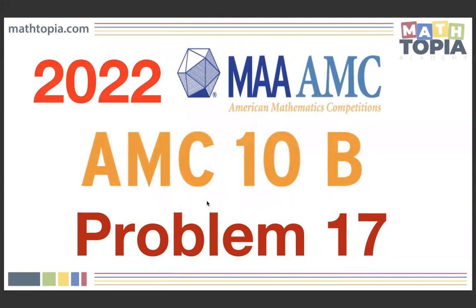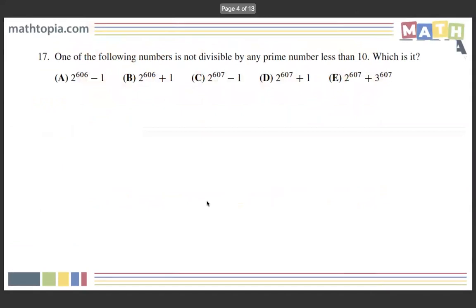10B, problem number 17. One of the following numbers is not divisible by any prime number less than 10. Which is it? A, 2 to the 606 minus 1, B, 2 to the 606 plus 1, C, 2 to the 607 minus 1, D, 2 to the 607 plus 1, E, 2 to the 607 plus 3 to the 607.